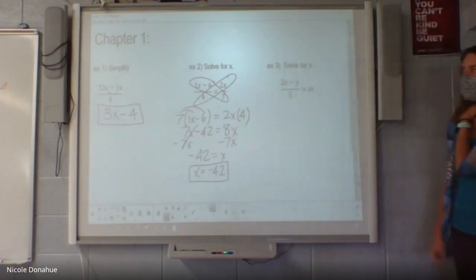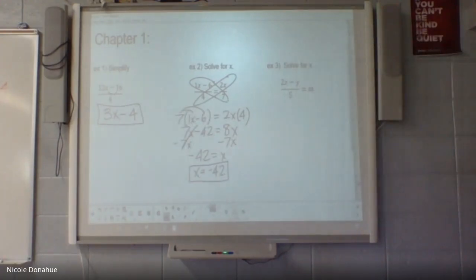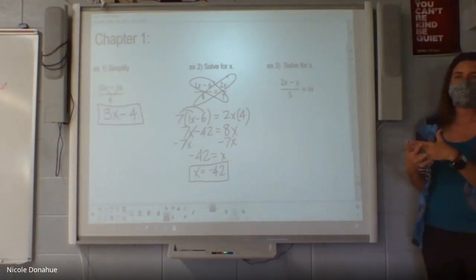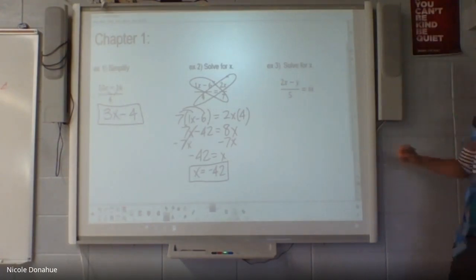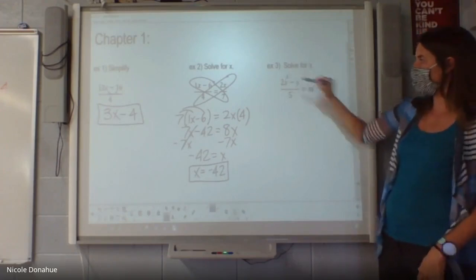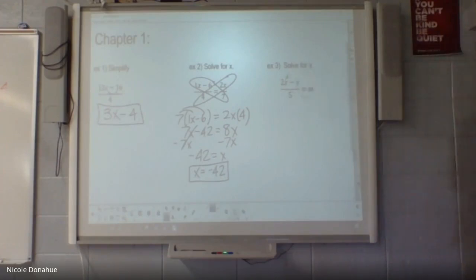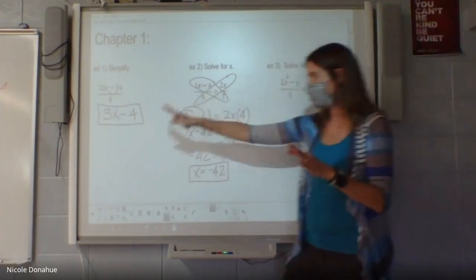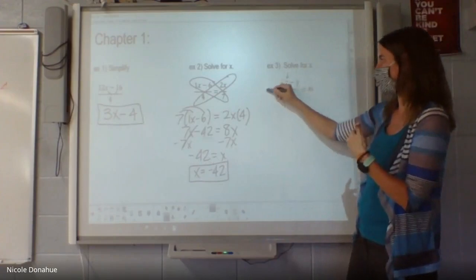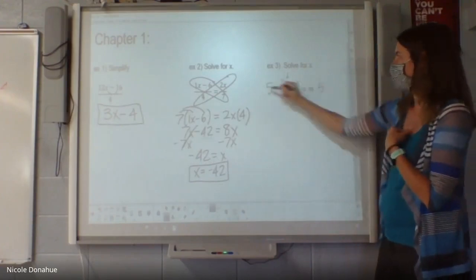Okay. So in number 3, they want us to solve for x, but notice there's a whole bunch of different variables in this problem. We still want to solve for x. That means we just want to isolate the x. So we're going to undo what's happening to x here. What do you guys want to undo first in this case? The 5. Yeah, let's get rid of that 5. So again, two different problems here. Now we can multiply each side by 5.